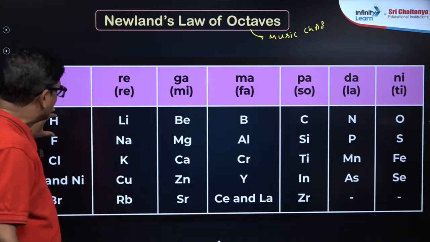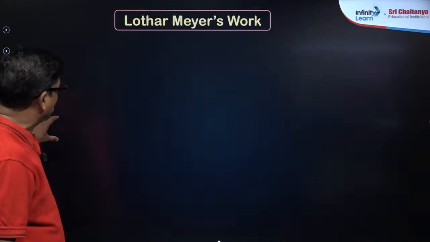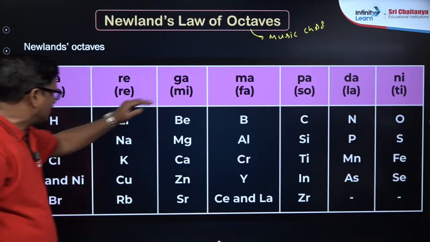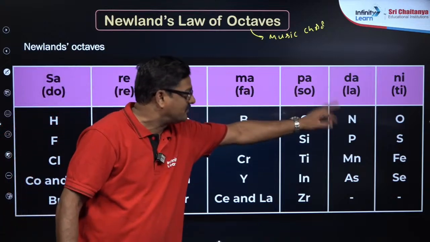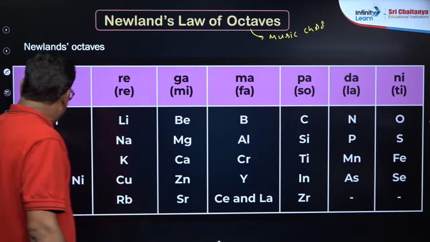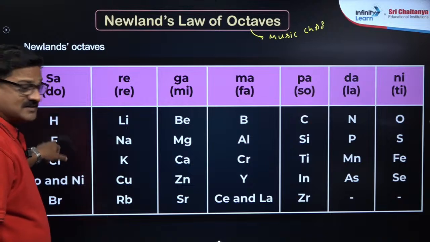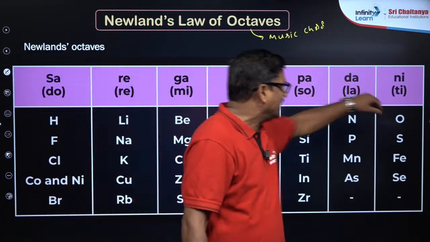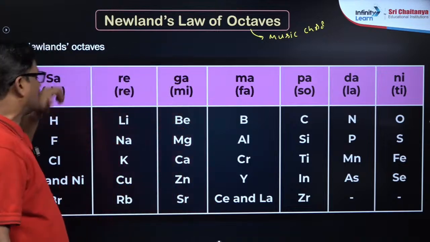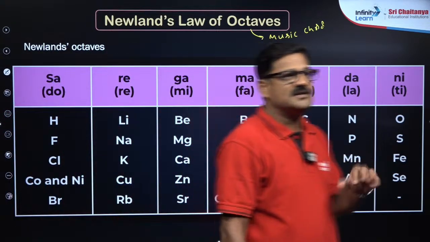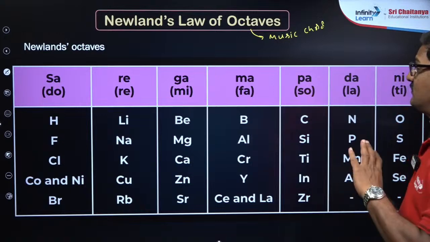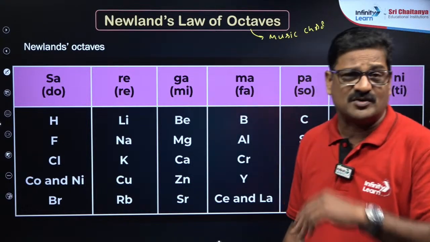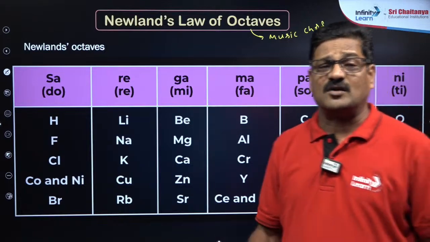So if the elements are arranged in increasing order of atomic masses: hydrogen, lithium, beryllium, boron, carbon, nitrogen, oxygen, then the element coming as the 8th one has properties similar to the first one. This is what is called the octave rule, given by Newlands. It is only applicable up to some elements, not to all the elements that were known by that time.